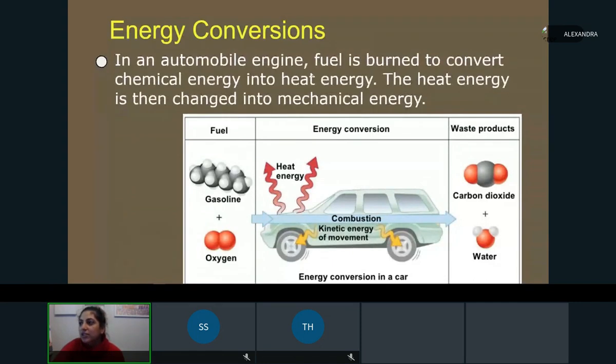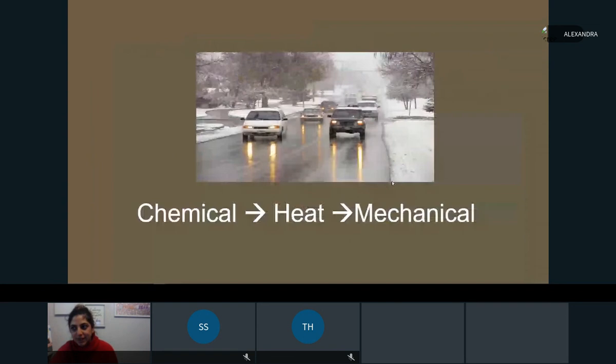In an automobile engine, fuel is burned to convert chemical energy into heat energy. The heat energy is then changed into mechanical energy. So we've got chemical to heat to mechanical as one of our examples of energy conversion. It went through 3 different types of energy to get to what we wanted it to do.